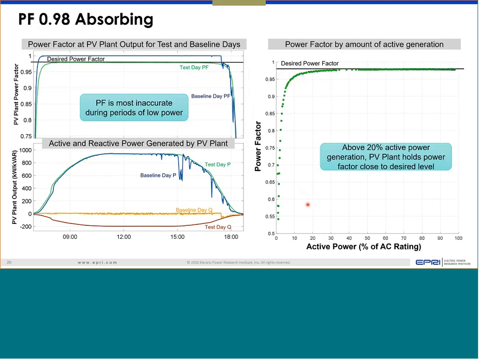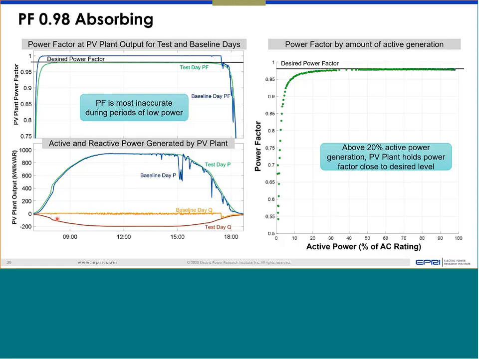This is a 1 megawatt PV plant, I think in Massachusetts. You are seeing a couple of things here. The top left figure shows the PV plant's power factor for the whole day, actually 2 days. The blue one is the baseline, which is basically unity power factor operation. Other than the early morning and end of the day, the plant maintained unity power factor the whole day. On the test day, when we asked the inverter to operate at 0.98 power factor, similar thing: other than early morning and evening, it pretty much maintained the 0.98 power factor for the whole day.